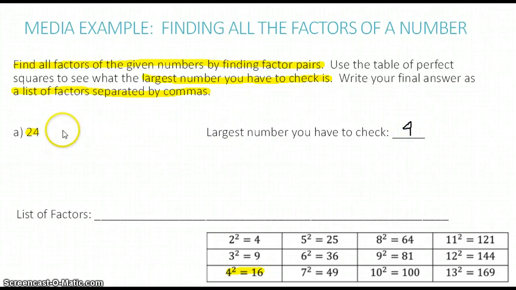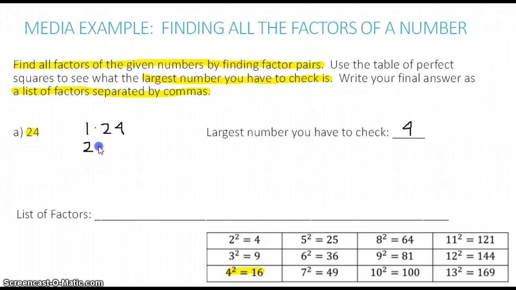So we want to start with the number 1. So 1 times 24. So 1 is a factor of every number, and the number itself is a factor of every number. So you want to make sure that you start with these so you don't leave them out. Now we're going to continue down like we did before by going up by one number. So we're going up to 2.